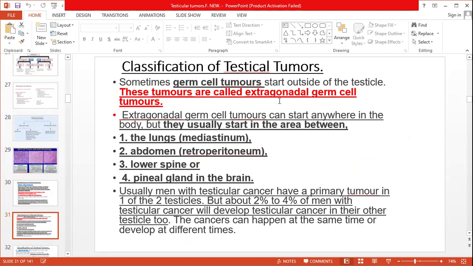There are also extragonadal germ cell tumors, those tumors which start outside the testis. Extragonadal tumors can start anywhere in the body, and they usually start in the area between the lungs, abdomen, lower spine, and pineal gland in the brain.